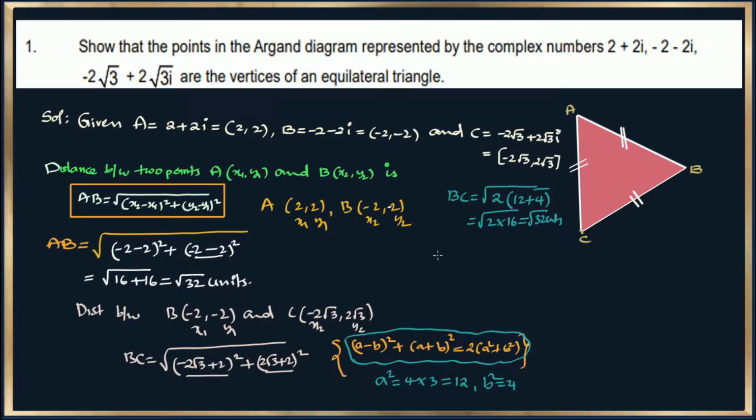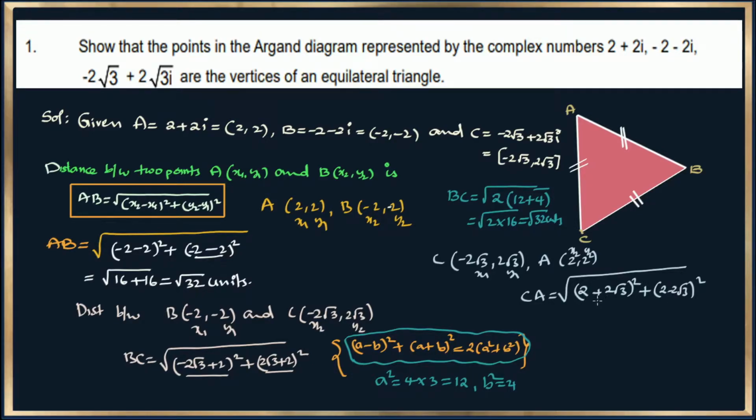Now the distance between C and A. C is (minus 2 root 3, 2 root 3), and A is (2, 2). Consider x1, y1 and x2, y2. Using the formula root over (x2 minus x1) whole square plus (y2 minus y1) whole square, we get (2 plus 2 root 3) whole square plus (2 minus 2 root 3) whole square.